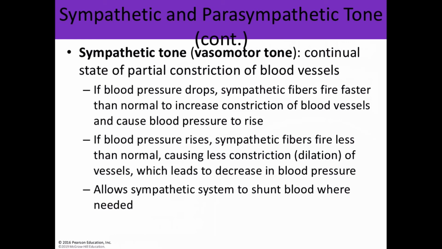Class, this is important. If blood pressure drops, the sympathetic fibers fire faster than normal to increase constriction of blood vessels and cause blood pressure to rise. If blood pressure rises, the sympathetic fibers fire less than normal, causing less constriction, i.e. dilation of blood vessels, which leads, class, to a decrease in blood pressure. This is what allows the sympathetic nervous system, class, to shunt blood wherever you need it.